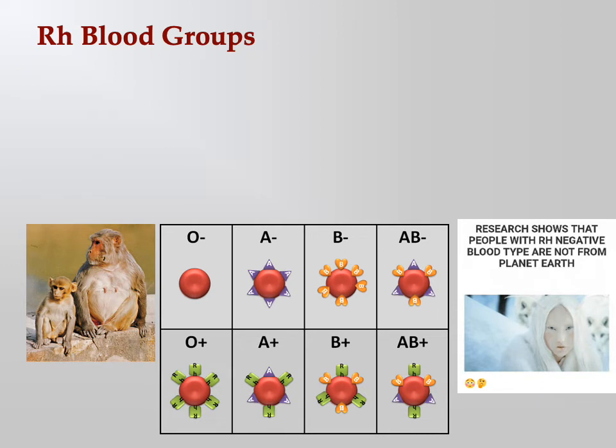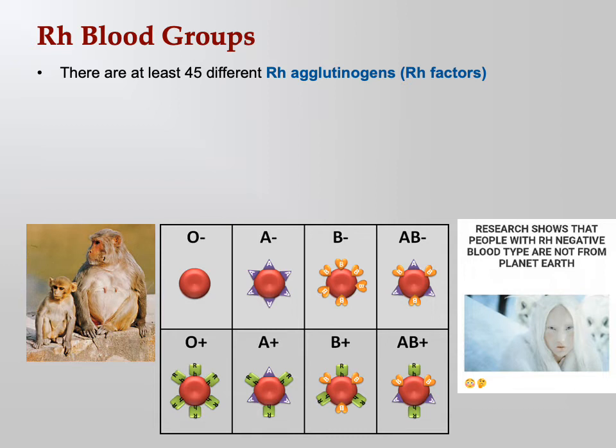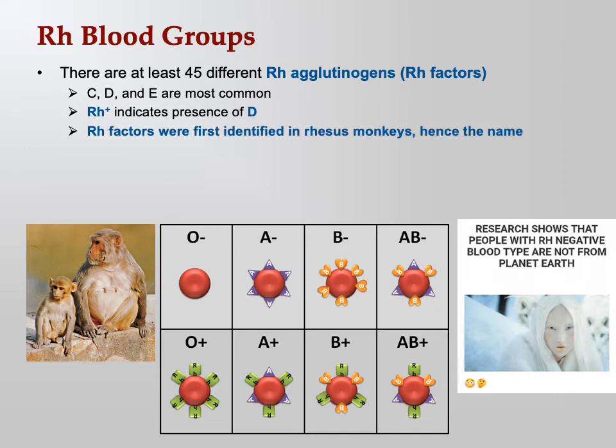Now then, that's the ABO group. There's also the Rh blood group. There are at least 45 different Rh agglutinogens, or Rh factors. C, D, and E are the most common. That really doesn't make that big of a deal. But Rh positive is the designation we use for people who have the D antigen. That's the problem one. Why is it called Rh, by the way? It was originally discovered in rhesus monkeys. The Rh is for rhesus, okay?